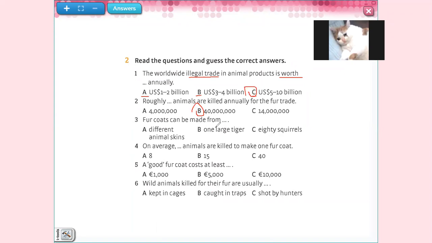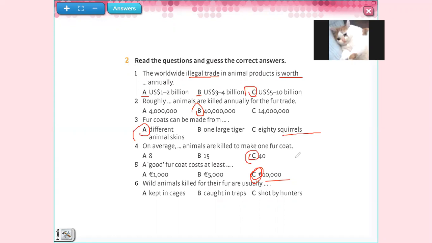Fur coats can be made from what? Different animals. Yes, they mentioned squirrels. Why would you want a squirrel coat? God damn, squirrels are so nice. Okay, on average, how many animals are killed to make one fur coat? 40. Yes, that's a lot of animals. A good coat costs at least 10,000 euros.